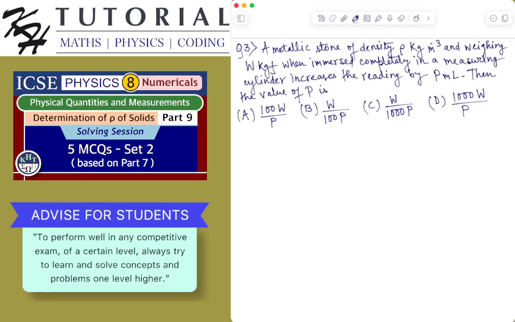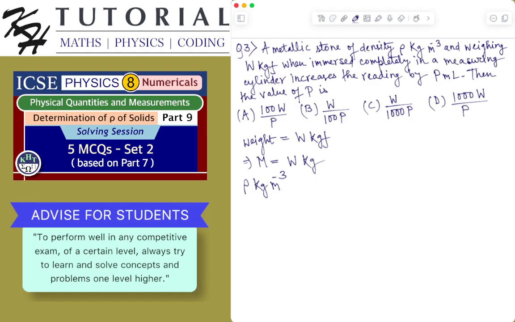A metallic stone, okay. The weight of the metallic stone is W kgf. Kgf means kilogram force. Kgf is a gravitational unit of weight or force, which means it is the gravitational force that acts on a body of mass W kilogram. So this implies the mass of the metallic stone is W kilogram. Okay. The density is given as rho kilogram per meter cube. It is given in SI unit.